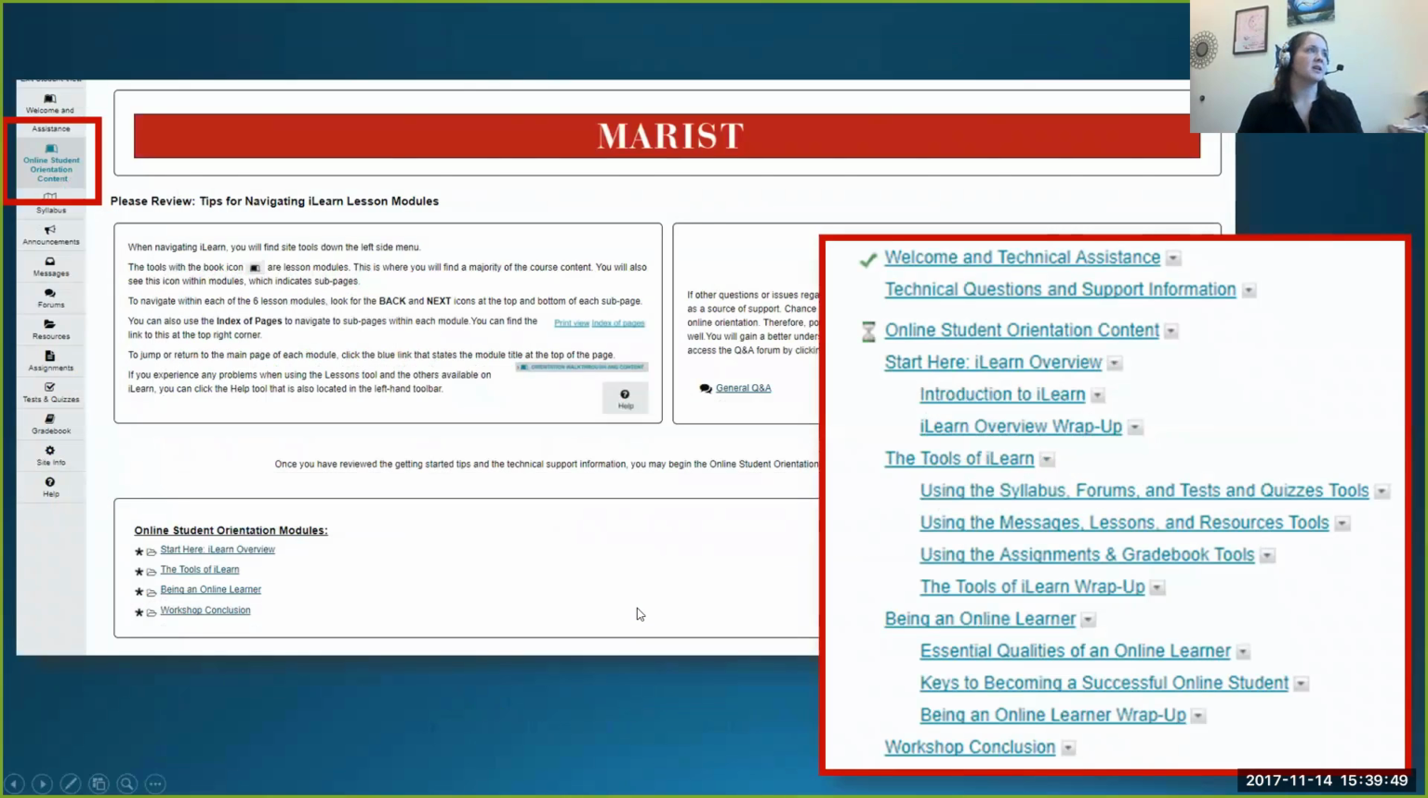So this is the second page of our online student orientation. We kept it short and simple. We did an overview, which is where those two videos are. We did the tools of ILearn, which is a great reference place for them. You can see here we narrowed it down to syllabus, forums, tests and quizzes, messages, lessons and resources, assignments and gradebook, and then we did a wrap-up page.